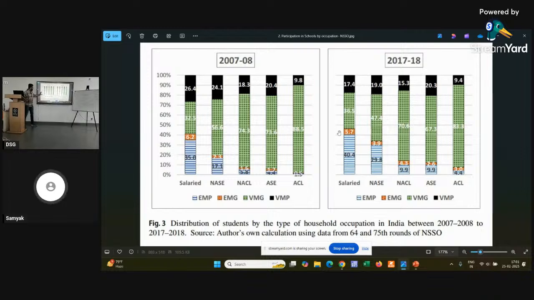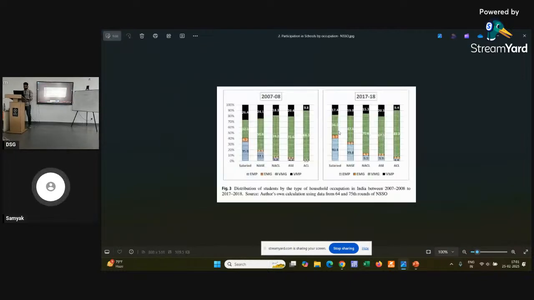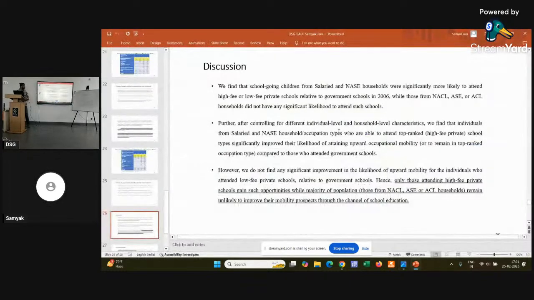So if you see just EMP, it is 35% for salaried. These are the children who are participating in these schools. 35%, 17%. It moved to 40%. It moved to 30%. And for them, it remained very low. Even for 4.4 to 9.9%, they have improved, but it still remains marginal. In terms of vernacular medium government schools, these remain largely green. What is shocking in this sense is that nearly 65% of population in India continues to participate in government schools.